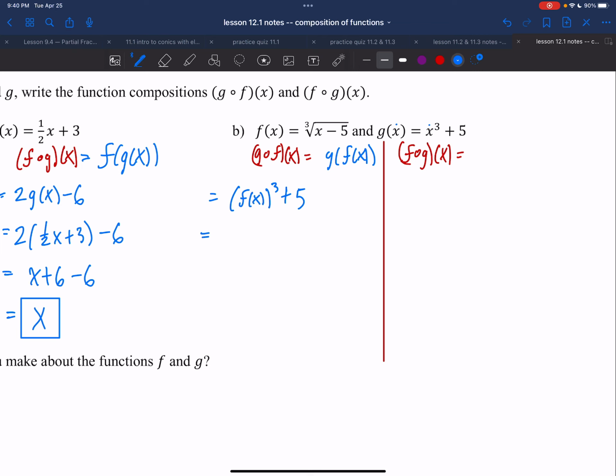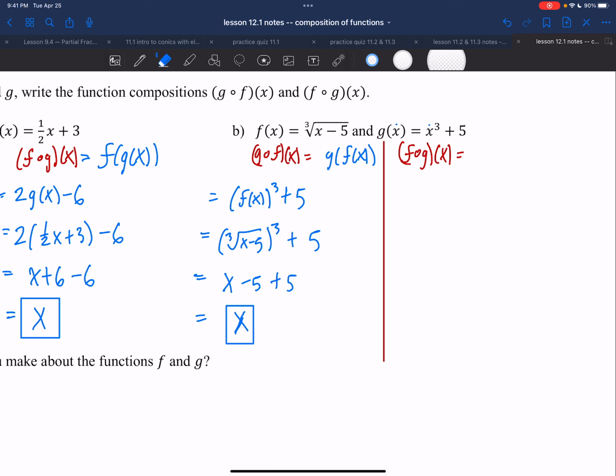So what is f of x? This is something cubed plus 5. Well, f of x is cube root of x minus 5. Now what happens when you cube the cube root? You get x minus 5 plus 5, which just comes out to x. Boom.